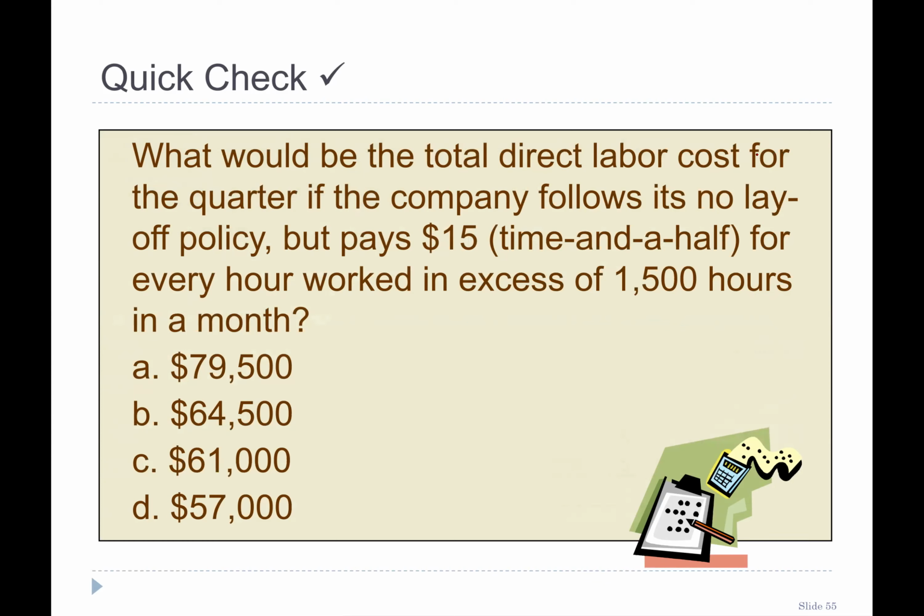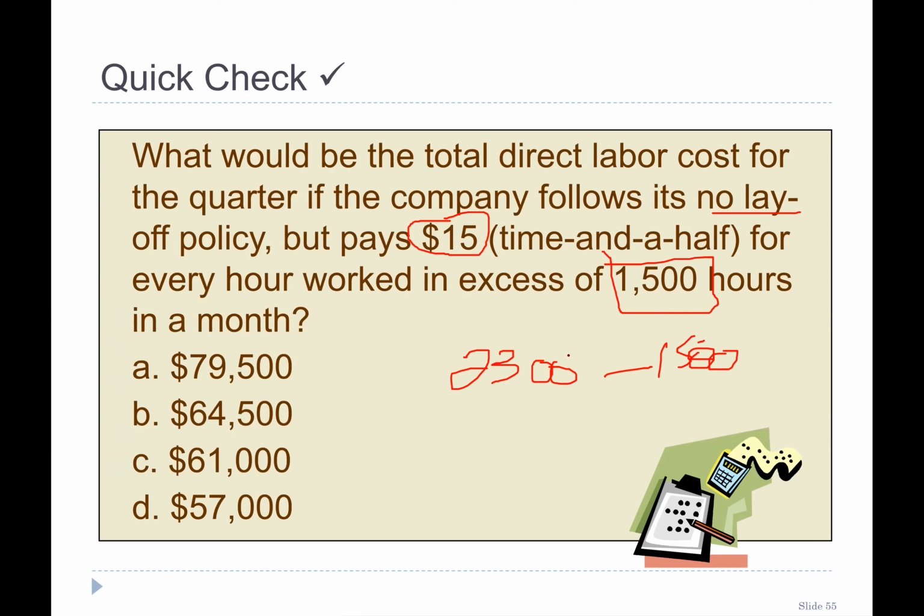What would be the total direct labor cost for the quarter if the company follows the no layoff policy but pays $15 for every hour worked in excess of 1,500? So basically they are saying that if they work more than 1,500 hours, each extra hour is going to be paid at $15. So 2,300 minus 1,500, how much is the answer?